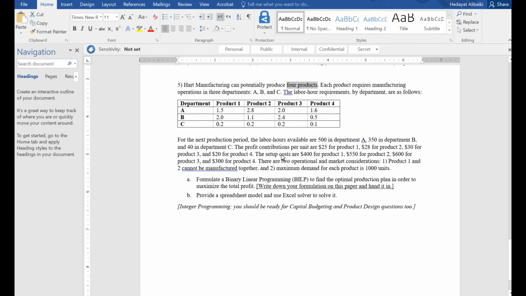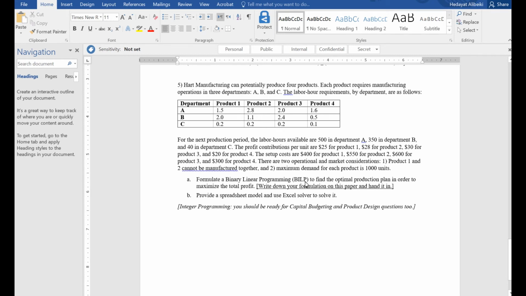And we have the setup cost. Now that we have a setup cost, it means it's a fixed cost. So depending on whether you start to produce or not, you have to pay this cost. There are two operational and market considerations. First of all, products 1 and 2 are mutually exclusive. They cannot be produced together. And second, the maximum demand or maximum capacity for each product is 1,000 units. We will use this when we want to connect xi's and yi's.